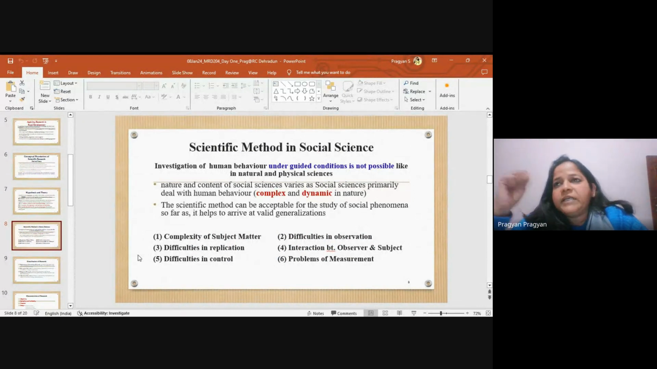Number four, it has to be always with the help of some sort of theory. So now let's talk about how we are going to gather, to obtain that data in a systematic way. Actually, this whole process is very complex and dynamic, because investigation of human nature under guided condition is completely impossible.